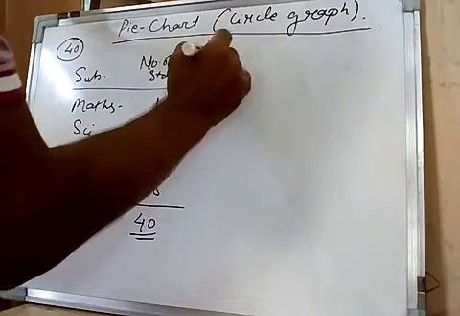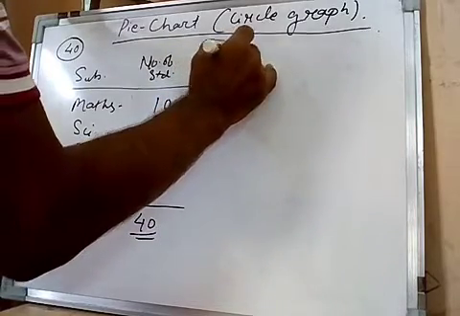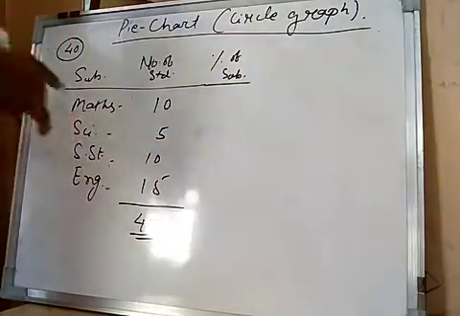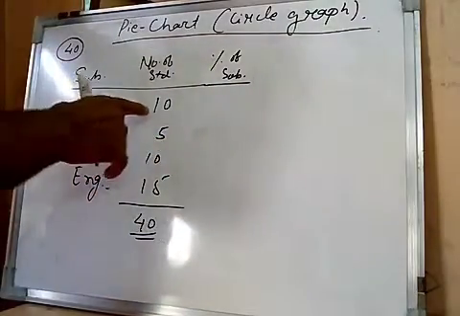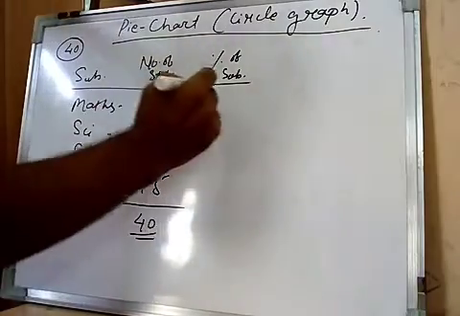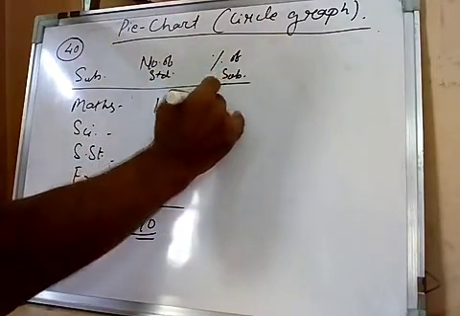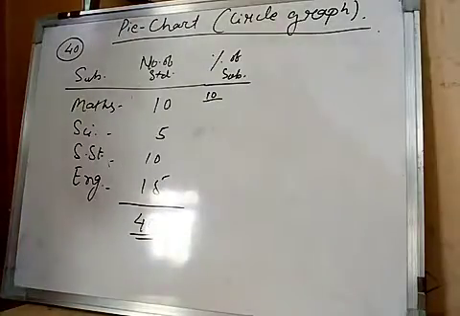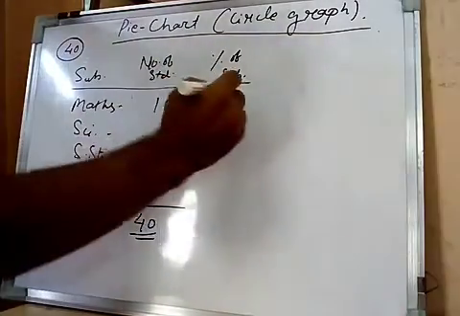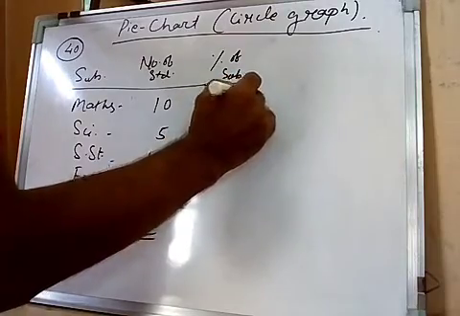Now we will find the percentage of students who like the subject. So here 10. Total number of students are how many? 40. So those who like maths, that is 10. Out of total students 40, I want to find the percentage, so I will multiply by 100.